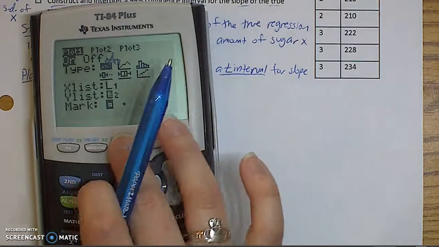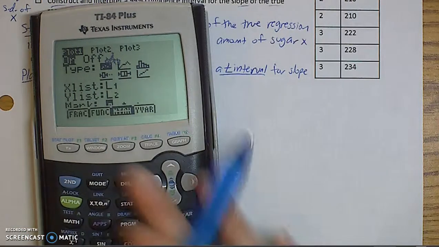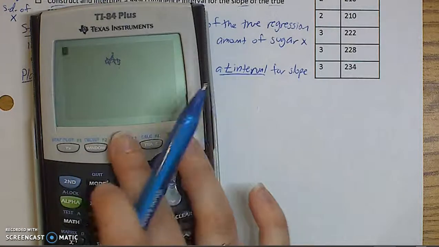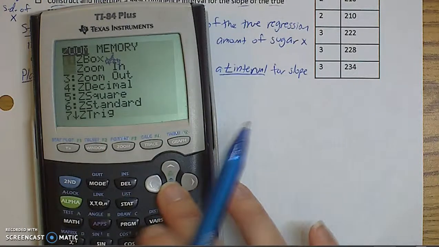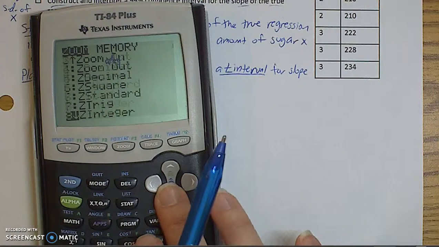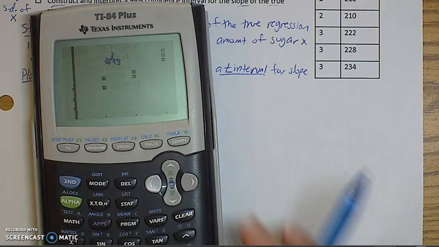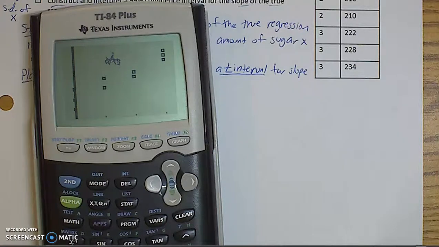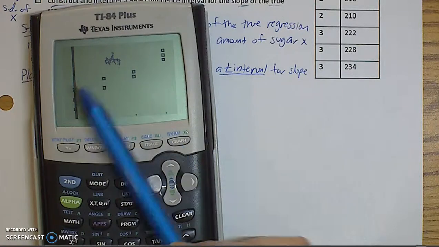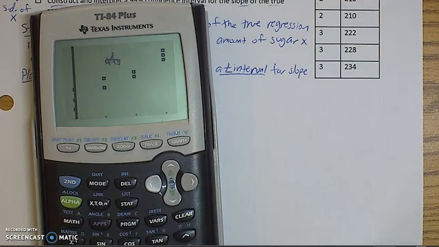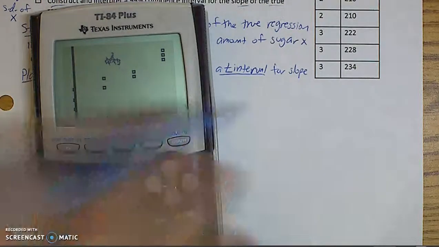When you go to zoom, oops, not that. Quit out of that first. Go to zoom, and then we always pick option 9, zoom stat. And then here is my scatter plot. How beautiful. This scatter plot clearly shows a linear pattern, so that's what I'm going to write for my condition.